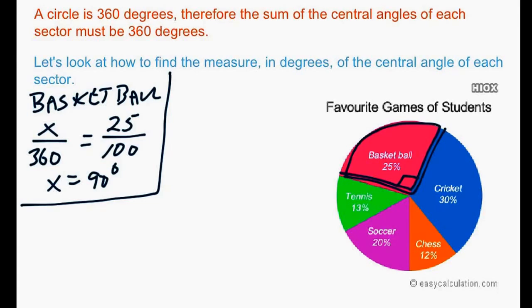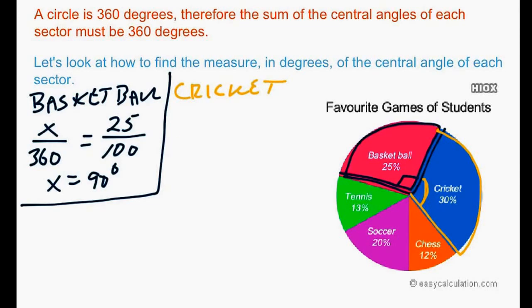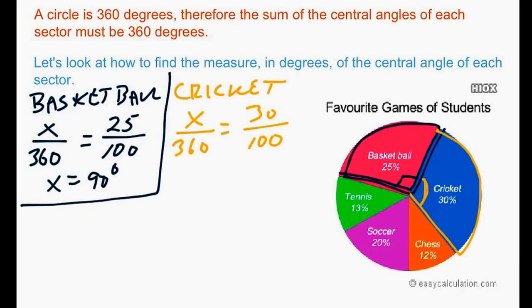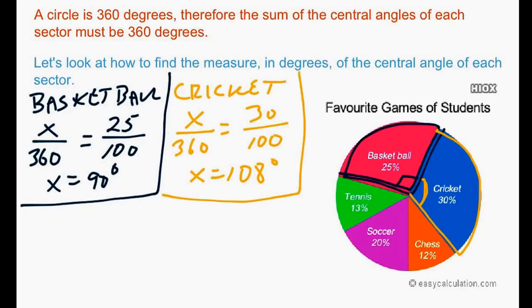All right, next one, let's try cricket. That's this guy right here. I'm going to be looking right there. So cricket, I'm going to use that same idea, make a proportion. And cricket's 30%, so that's 30 over 100. Once again, it's out of 360 degrees, and that's x. That's what we're looking for. So then we're going to solve that proportion. And I get 108 degrees. So if I look at that, well, it's definitely greater than 90, so 108 degrees seems reasonable.